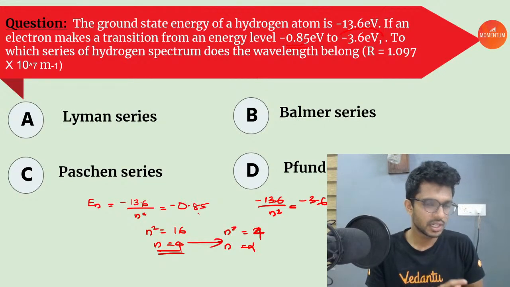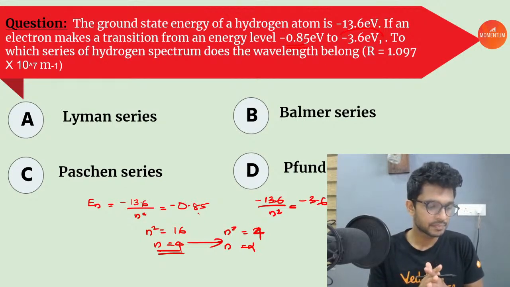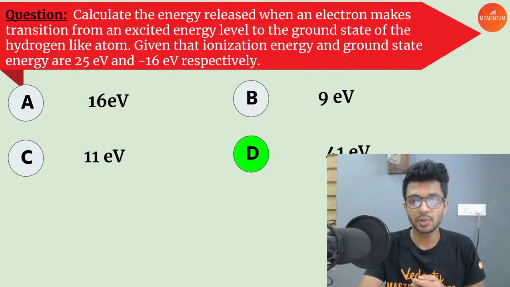Okay, good. Yes, Sabu, very good. Someone here is also there to give me the answer. So it is the Balmer series, option B, it is not D. B, Balmer, not Pfund series. You're talking about the 41 electron volt part. Okay, good.